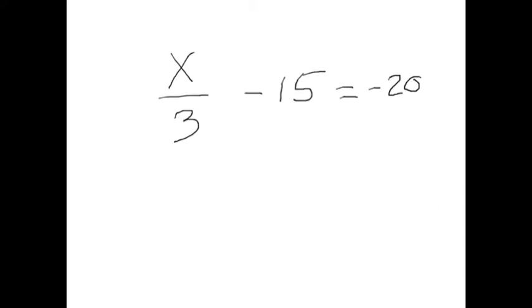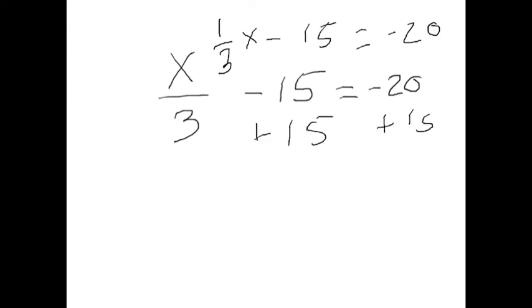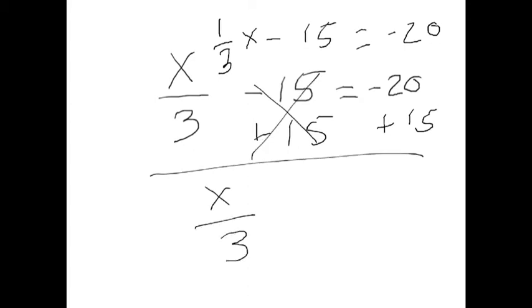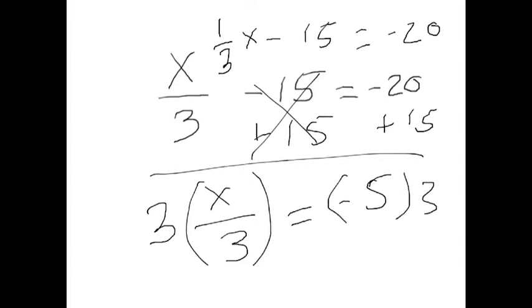In this case, it's x divided by 3 minus 15 equals -20. You could also write it as 1/3 x minus 15 equals -20. Those are equivalent equations. They're the same exact thing. Dividing by 3, multiplying by 1/3, same thing. I'm going to add 15, create that zero pair by doing the additive inverse. My zero pair goes away. X divided by 3 equals -5. Again, I could either multiply by 3, or divide by 1/3.